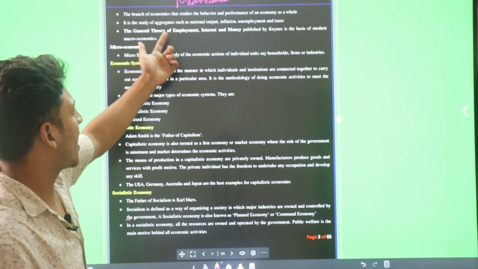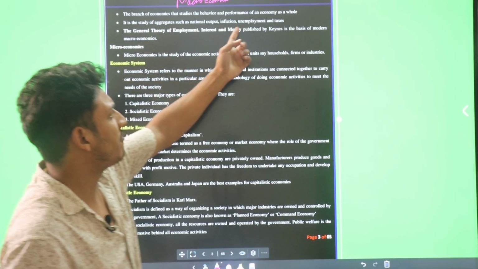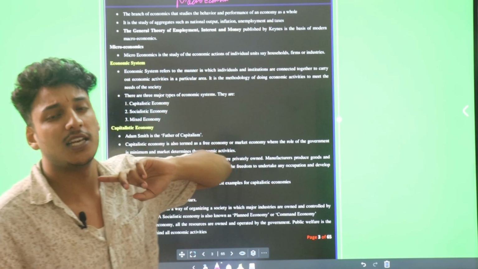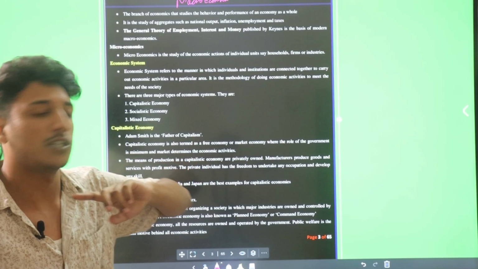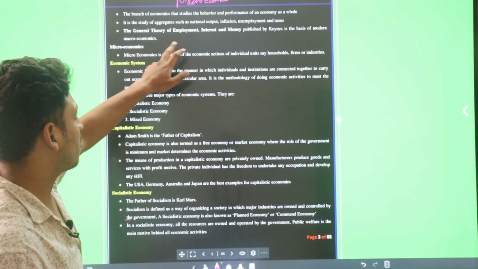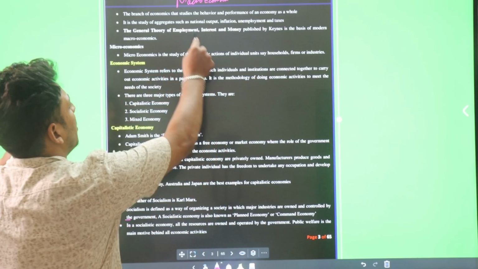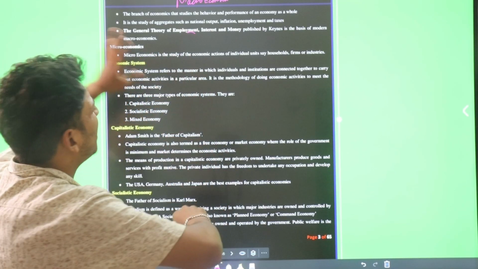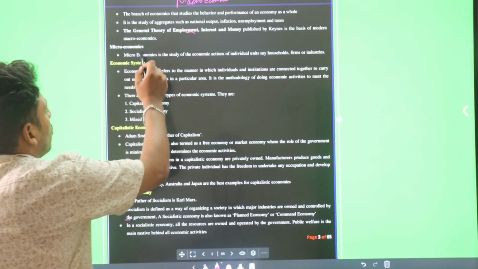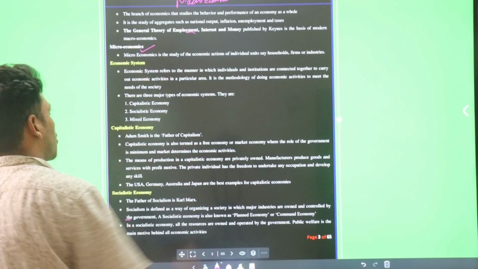It is a study of aggregates such as national income, inflation, unemployment and taxes. Basically, it doesn't consider individual things. Okay. The General Theory of Employment, no, this is not important, just read it once. And now we will discuss about microeconomy.